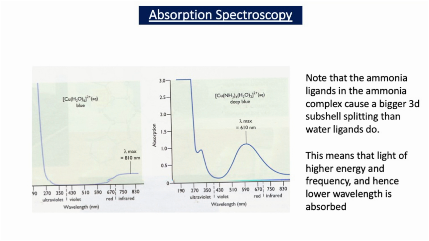Now, the fact that this absorption occurs at a lower wavelength when we have ammonia ligands means that the splitting energy is higher. And this is because the relationship between energy and wavelength is as follows. Energy is inversely proportional to wavelength. The bigger the wavelength, the smaller the energy. The smaller the wavelength, the bigger the energy. So therefore the splitting energy is bigger here because the absorption occurred at a smaller wavelength.